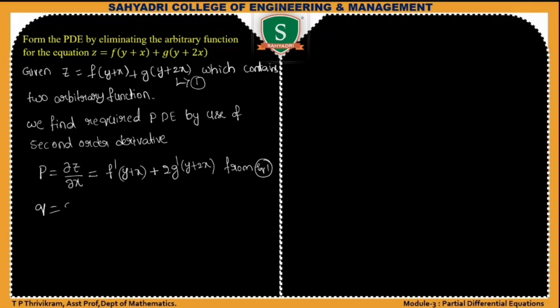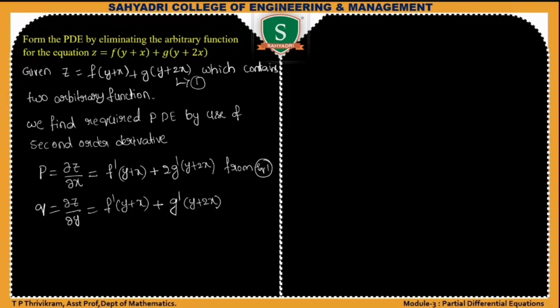Similarly, q is equal to dou z by dou y. If you differentiate this function with respect to y, again you'll get f dash of y plus x into differentiation of y plus x with respect to y, it is 1, plus g dash of y plus 2x into differentiation of y plus 2x with respect to y. So x is constant, it will become 0, and differentiation of y is 1.